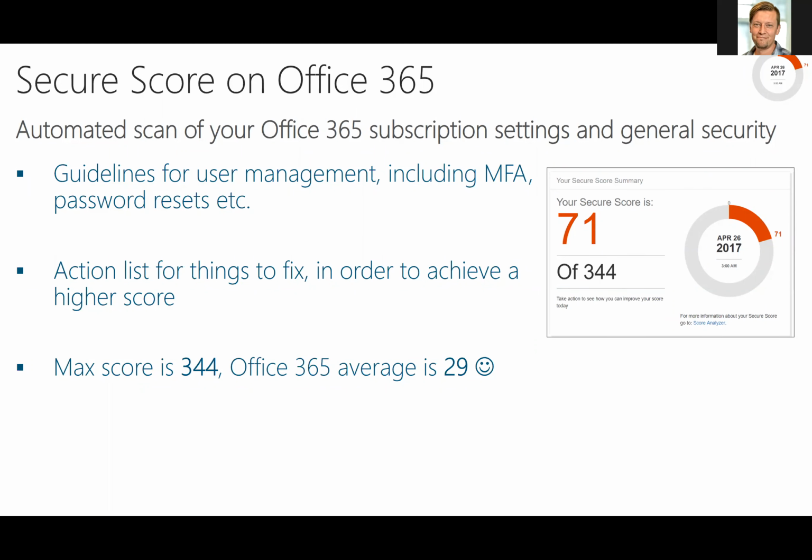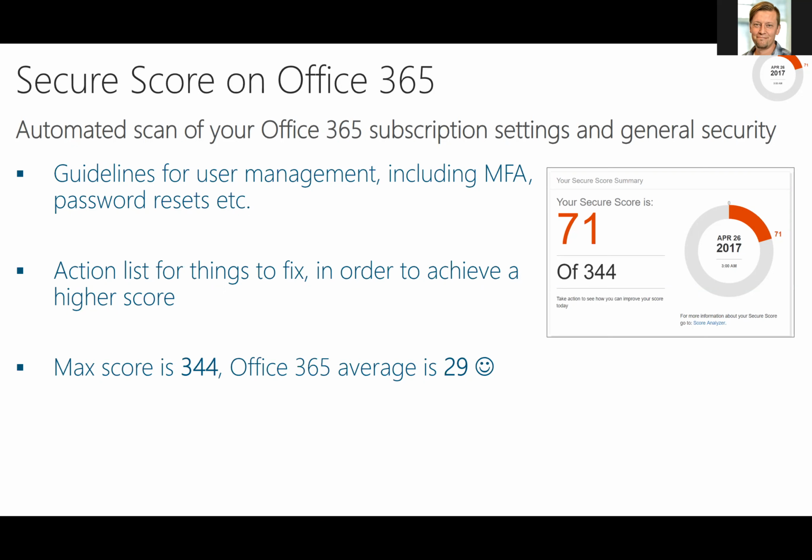It gives you a nice score, meaning that the maximum is 344 today, and your subscription got something else. Here's one subscription that got 71. Initially, I felt that this is probably a fairly low score. I should get at least 300 because there's much more room to make it better. But on average, Office 365 tenants get 29. So considering it's way beyond 29, 71 starts to sound fairly good in that sense.